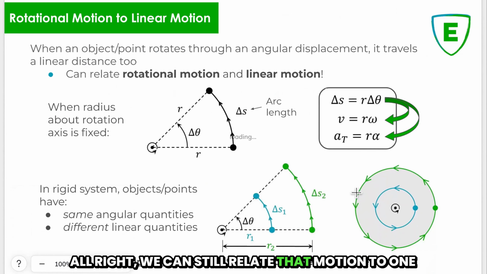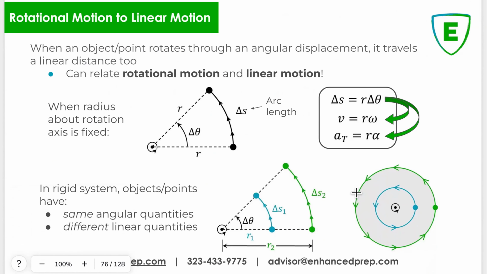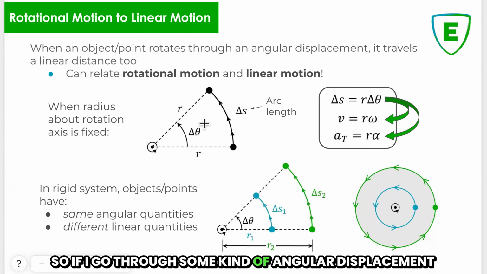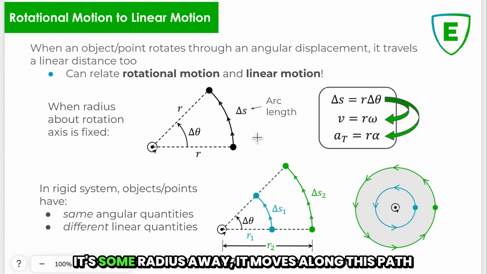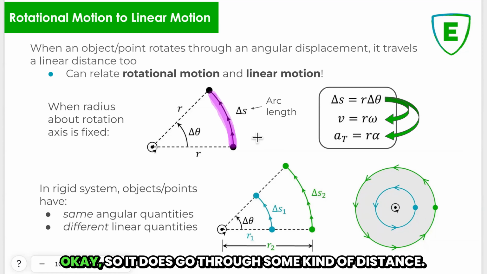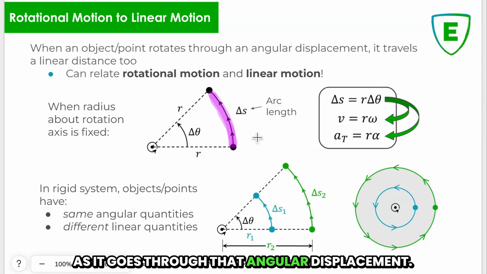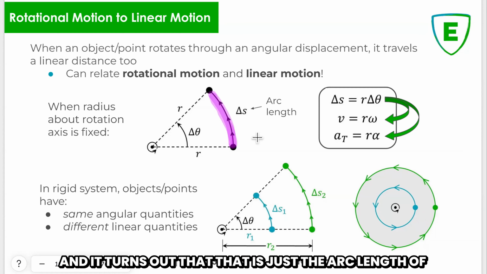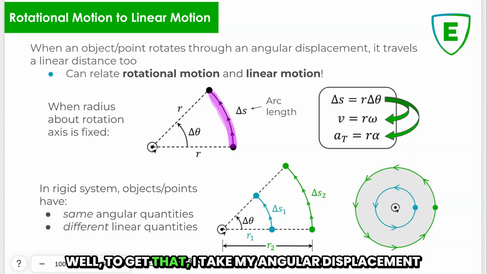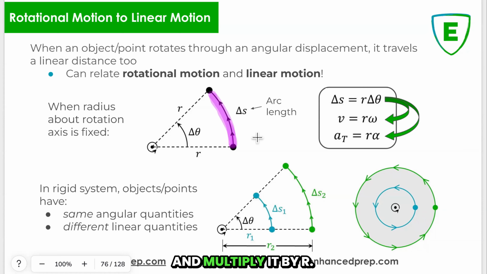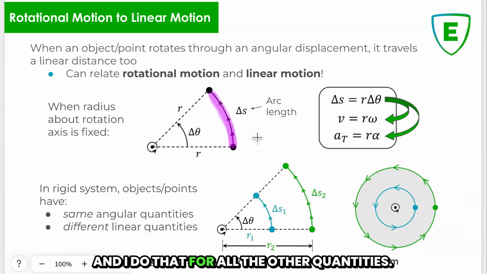All right. We can still relate that motion to one another. If I go through some kind of angular displacement and trace out where the particle travels, because it's some radius away, it moves along this path right here. So it does go through some kind of distance as it goes through that angular displacement. And it turns out that that distance is just the arc length of whatever circle it's moving through. To get that, I take my angular displacement and multiply it by r. And I do that for all the other quantities.